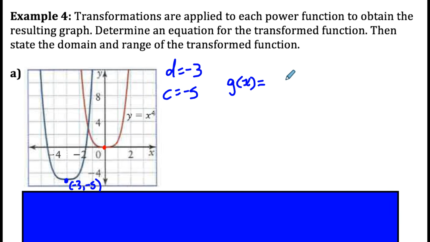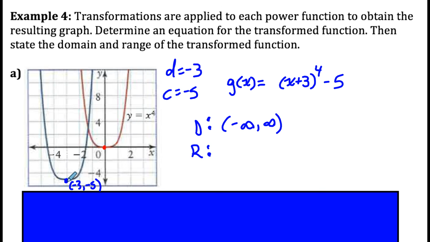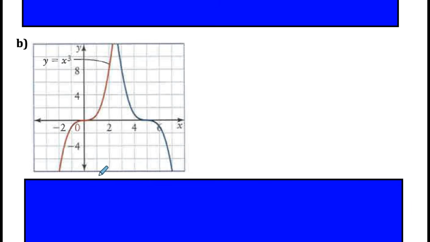So the d value is going to be applied to the base of the power, so it would be x plus 3 to the power of 4, and the c value is added after, so plus -5. So there's the transformed function. It also asks us to write domain and range. Domain, well, for power functions, there are never any restrictions. It's just from -infinity to infinity. The range, however, for this one, notice it never goes below a y value of -5, so we'd say from -5 to infinity.